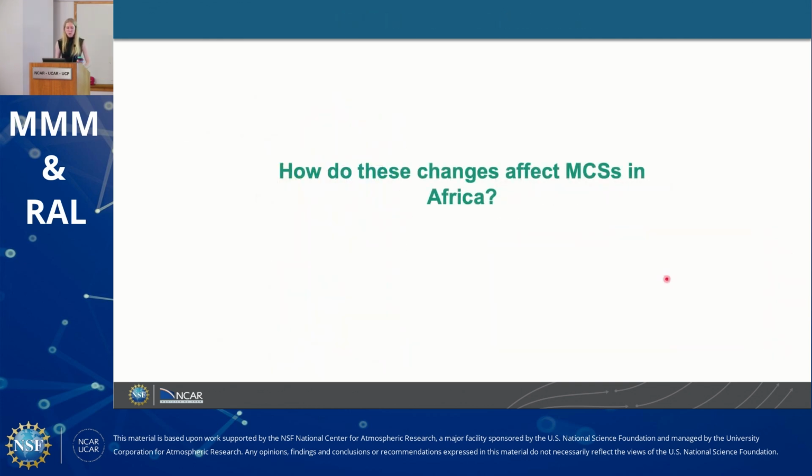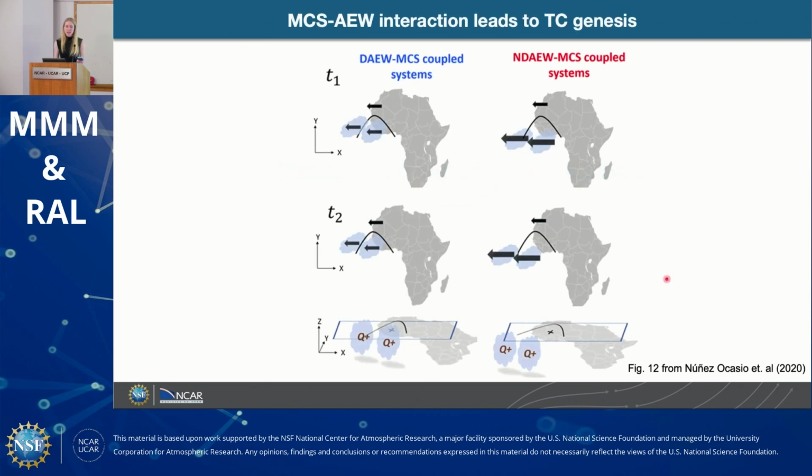So the next question we wanted to address with these simulations is how does this affect changes in MCSs over Africa? The reason why is because the interaction between MCSs and African easterly waves can lead to TC genesis. So this is a nice schematic from Nunez-Ocasio et al. in 2020, essentially showing MCSs that turn into a tropical cyclone on the left and those that do not become a tropical cyclone on the right.